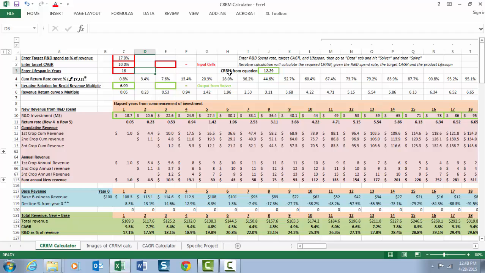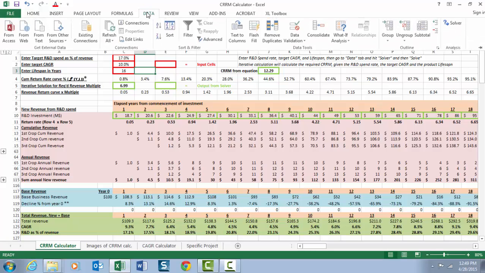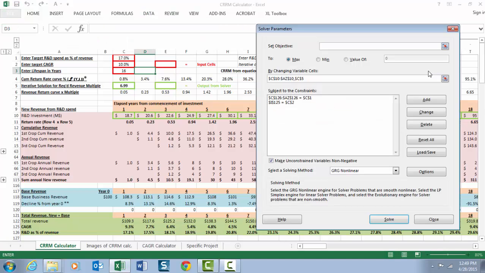Now the CRRM calculated from the equation says the multiple needs to be 12.29, but this is still showing the old multiple of 6.99. And you can see down here that the equation is clearly not solved at this point. We're not achieving a CAGR of 10%, nor are we spending precisely 17% of revenue in R&D, because clearly this 6.99 is incorrect. So we solve for that by hitting the Data tab, and assuming that you have the Solver add-in in Excel, we now click Solver, and up come these solver parameters.